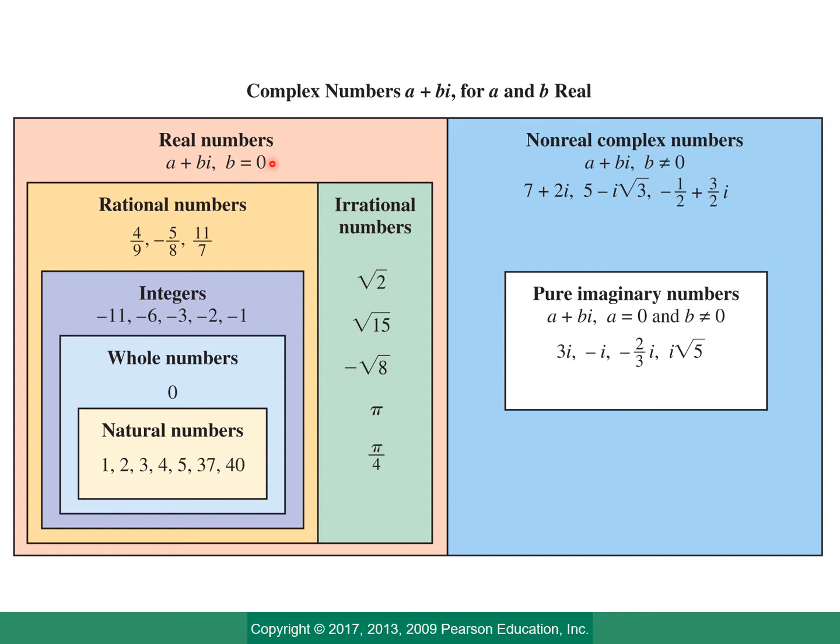But the b part, the imaginary part, is 0. So you don't even see it. You don't even see that there's an i part, an imaginary part. And so that's what we call real. And then if it's not real, it's a non-real complex.